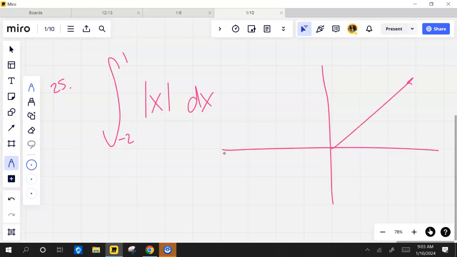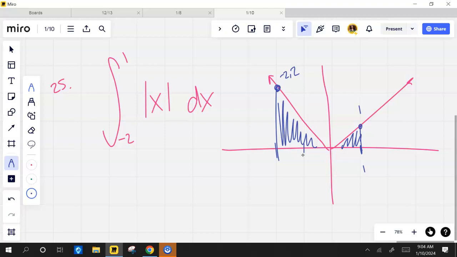We know this is what the absolute value of X looks like, yes? I'm going from negative 2 to positive 1. So the area under the curve is going to be made up of two parts. It's going to be this and this, right? It's always down to the x-axis.